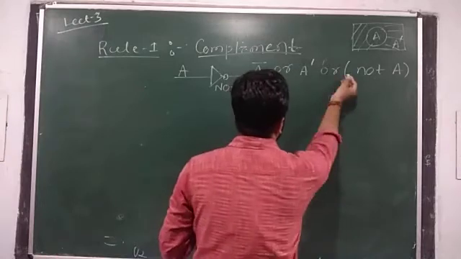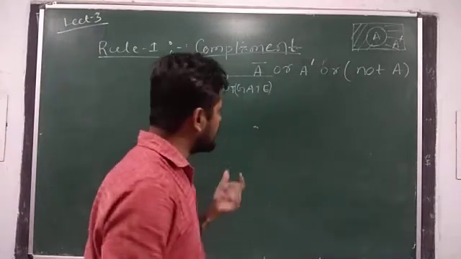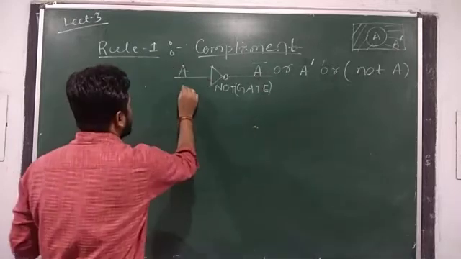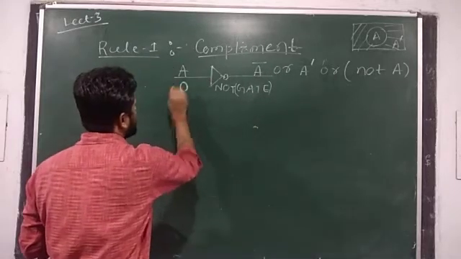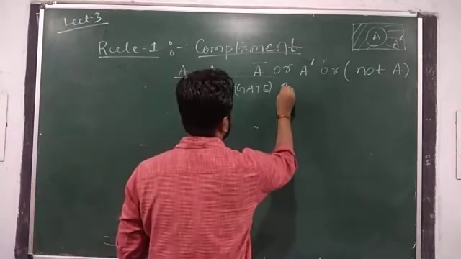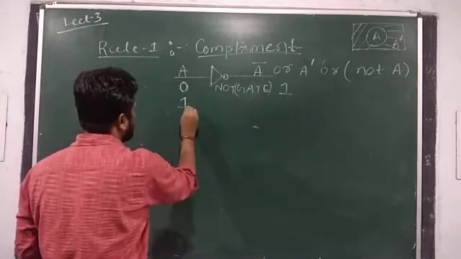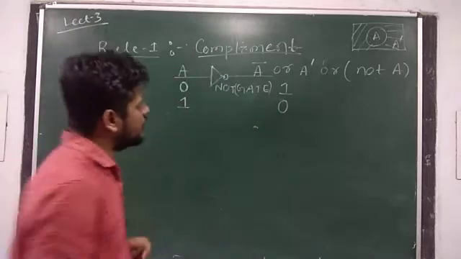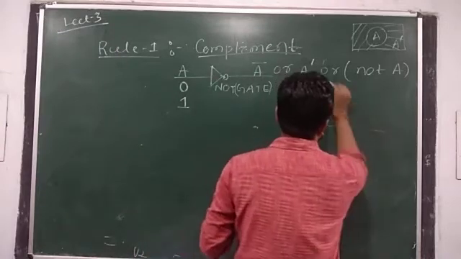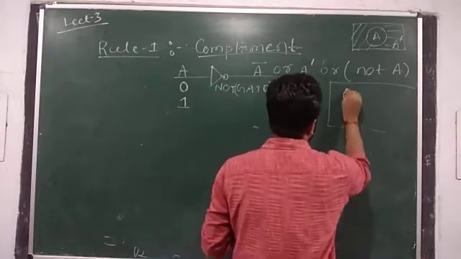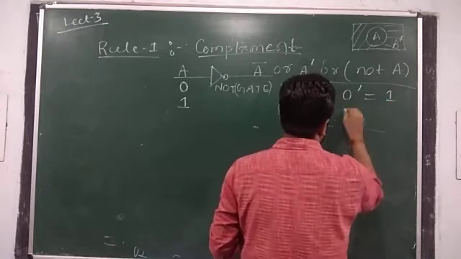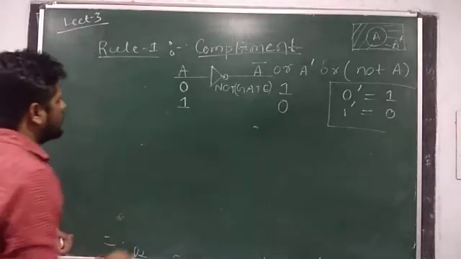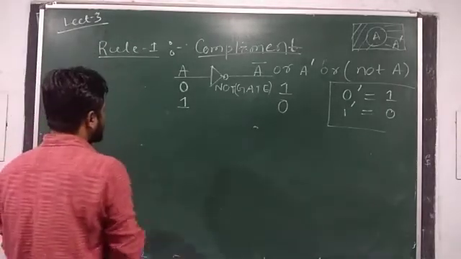So I am going to take an example. We have two voltage levels, how do we represent them? By using a bit, 0 or 1. If I apply input 0 to this complement gate, what will be its output? That is 1. If I apply 1, what will be the output of the NOT gate? That is 0. So you have to remember that the complement of 0 is always 1, and the complement of 1 is always 0.